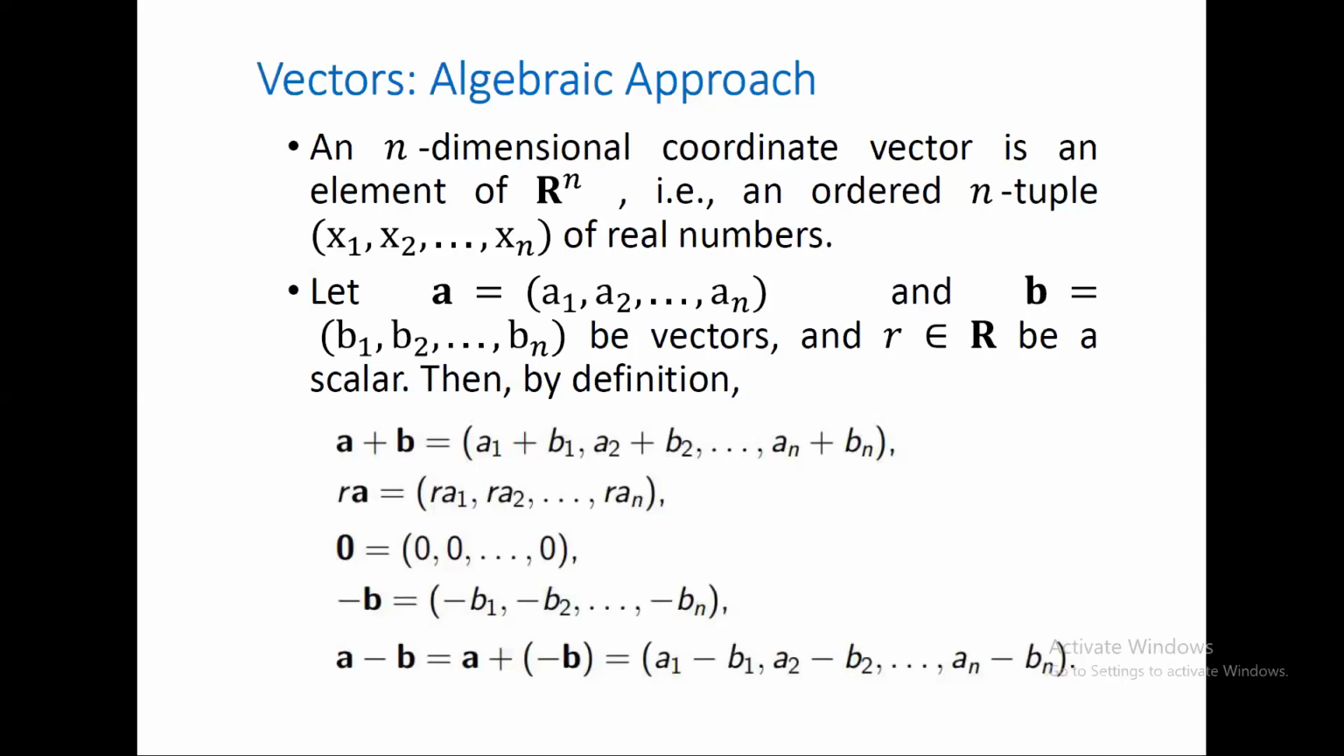You can as well subtract the vector B from A or vice versa, wherein it will be just a combination of addition of vector A with the negation of B. Then we have each of the tuples being subtracted. That is A1 minus B1, A2 minus B2, An minus Bn.